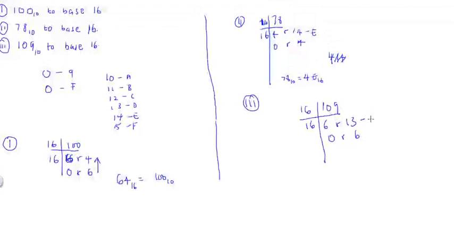So we are going to take it in this form. So remember, we're taking numbers from bottom to the top. So this is 6D in base 16. So that's like saying 109 in base 10 equals 6D in base 16.